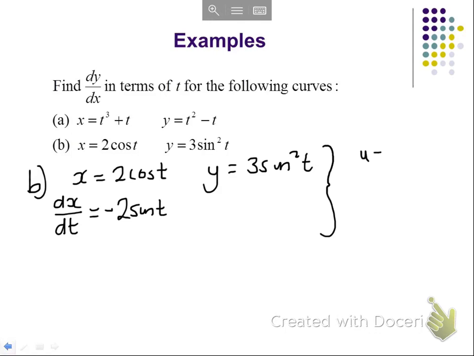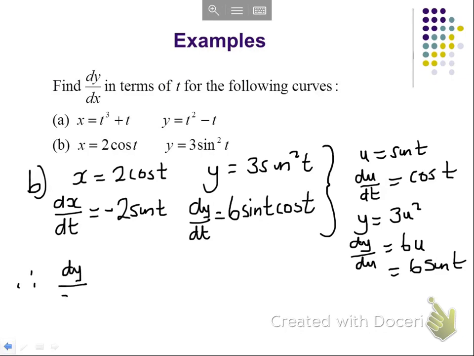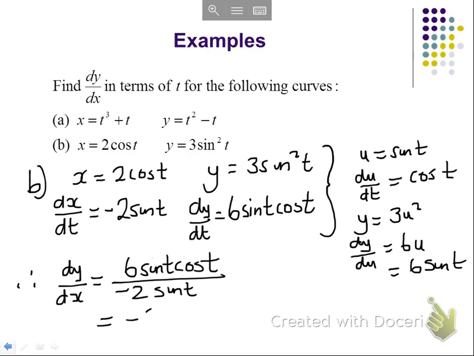However, with the second one, I'm going to say let u equal sine t, so du by dt will equal cos t, and y will equal 3u squared, so dy by du will be 6u, which will give us dy by du as 6 sine t. Therefore, dy by dt is 6 sine t cos t. So using the chain rule, we can say dy by dx is 6 sine t cos t divided by minus 2 sine t, which will give us dy by dx equal to minus 3 cos t.